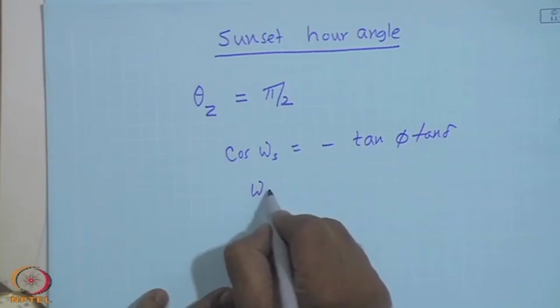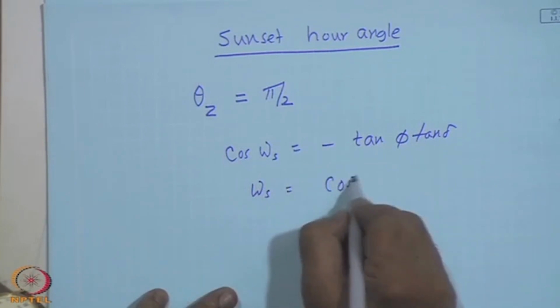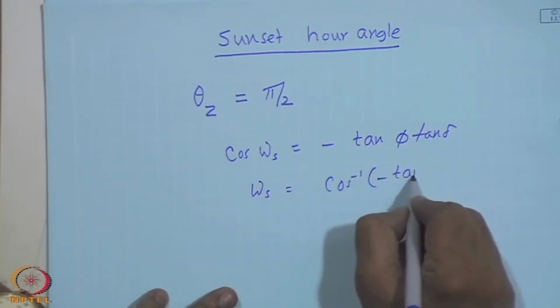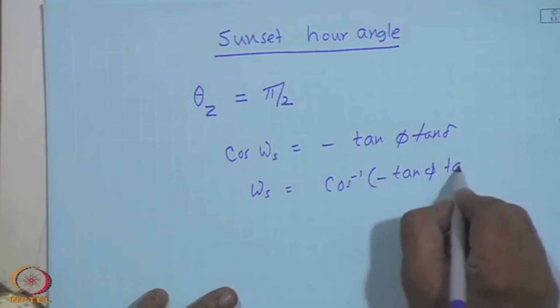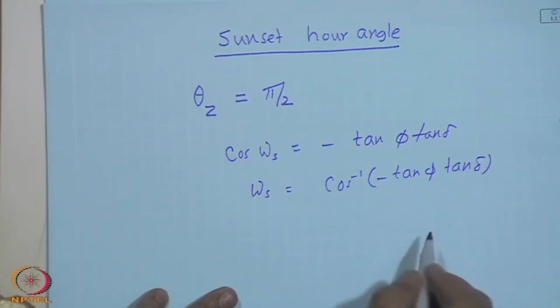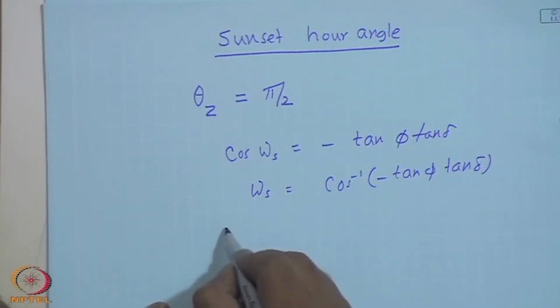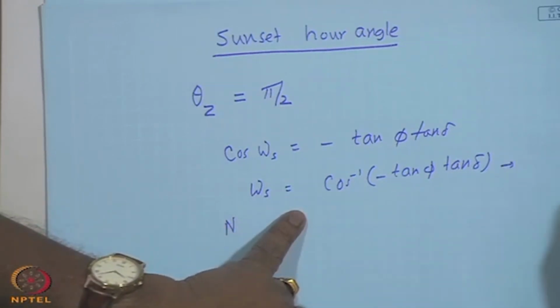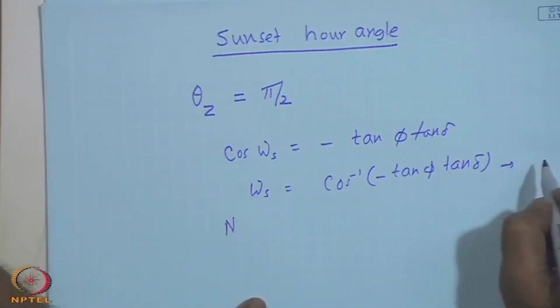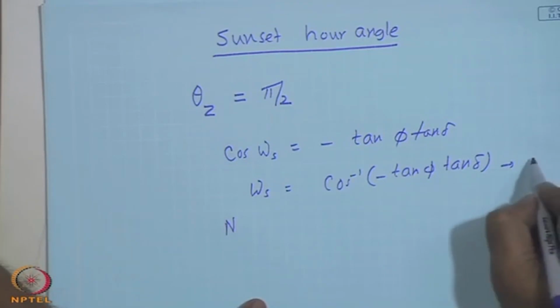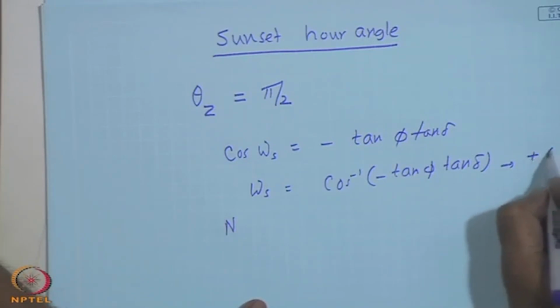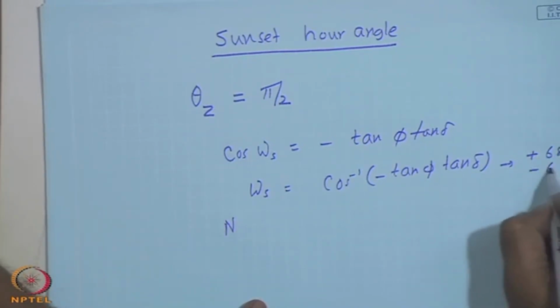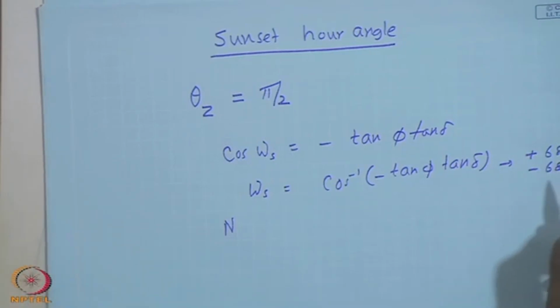and omega s will be cos inverse of minus tan phi tan delta. Now, number of sunshine hours. So, this can be plus or minus, right. I can have an answer, say for example, for a certain location, it will be plus 68, minus 68, agreed.